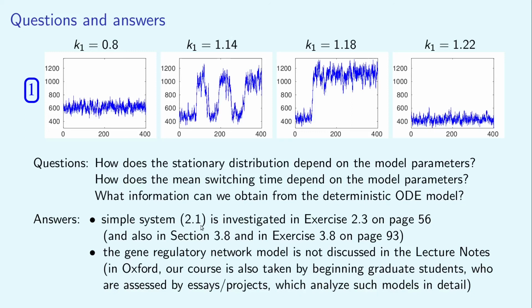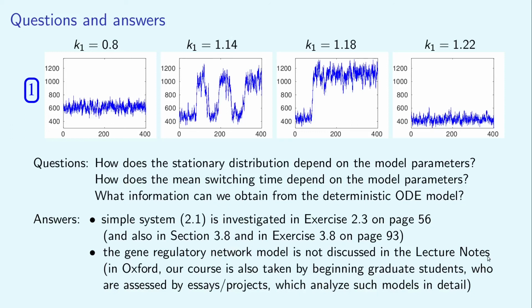You can further investigate the system 2.1 in exercise 2.3 on page 56. We will also discuss some additional approaches to answer these questions in chapter 3 and apply them to the chemical system 2.1 in section 3.8. The gene regulatory network model is not discussed in the lecture notes.